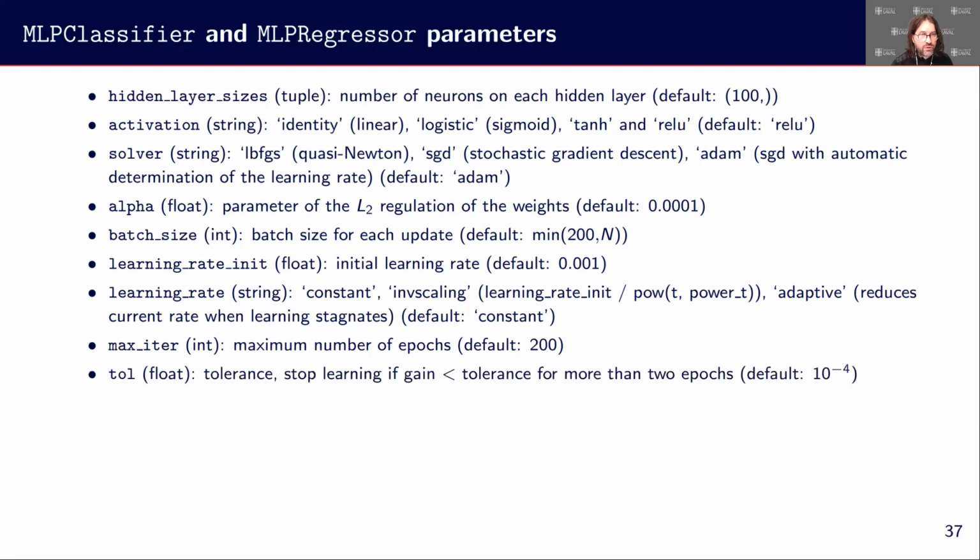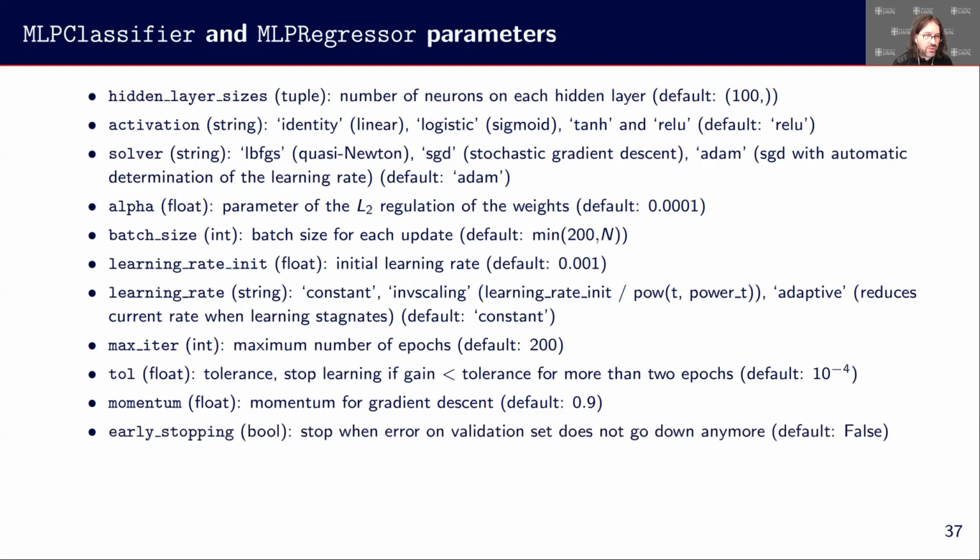We also have a tolerance. This is used for the stop criterion, where we will stop learning if the gain is less than the tolerance for more than 2 epochs. And we have the momentum, for gradient descent, which is set by default to 0.9. So we have a great deal of momentum that is used in that training.